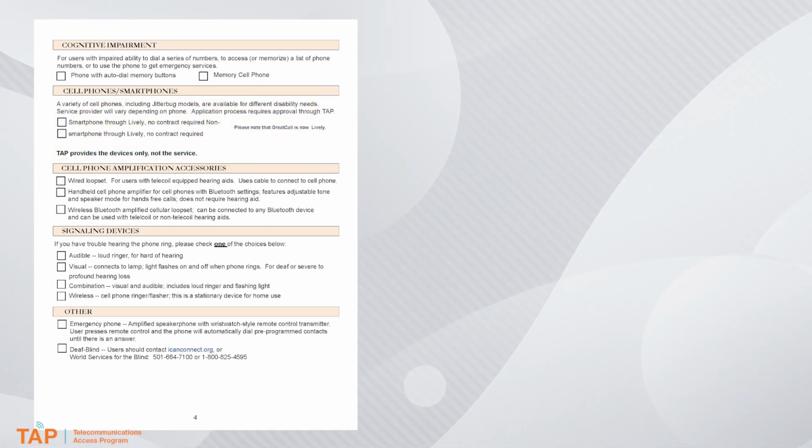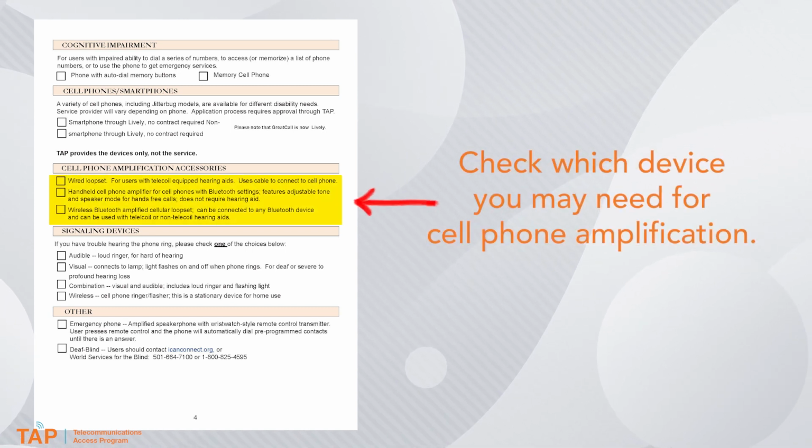Because cell phones are not amplified like landline phones, TAP provides cell phone amplification accessories. Please indicate if you would like to use one of the following: an accessory that has a cable that connects to your cell phone and transmits to telecoil hearing aids, a handheld amplifier that connects through Bluetooth to your cell phone, or a Bluetooth amplifier accessory that can be used with or without your hearing aids.